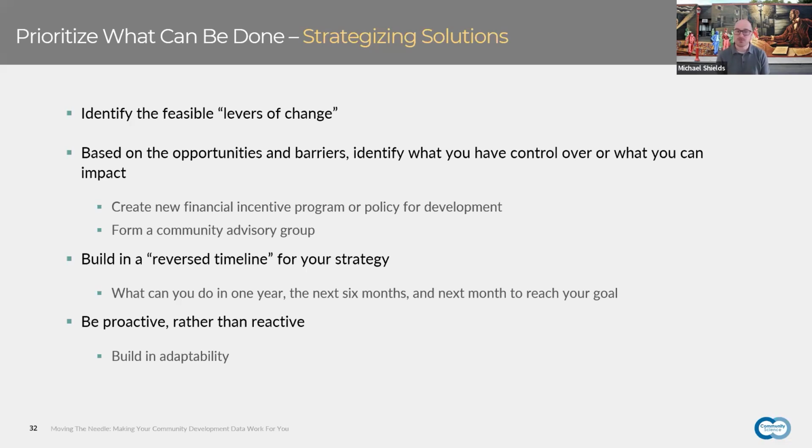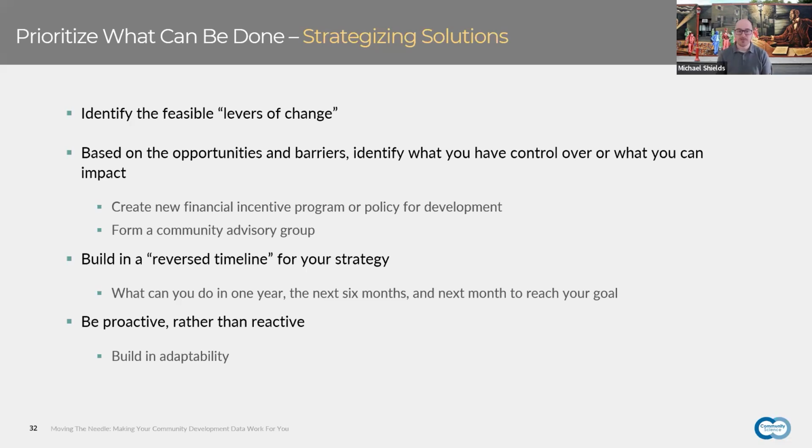We also often challenge our partners to build more reverse timelines. What we mean by that is, rather than saying I can do X, Y, and Z, and I want to make sure that I do 1, 2, and 3, we say, what can you do in the next year? What can you do in the next 6 months? What can you do in the next month? What can you do tomorrow? That helps you outline what you have control over, what is more plausible to do right now, and what is more plausible to do in the future.